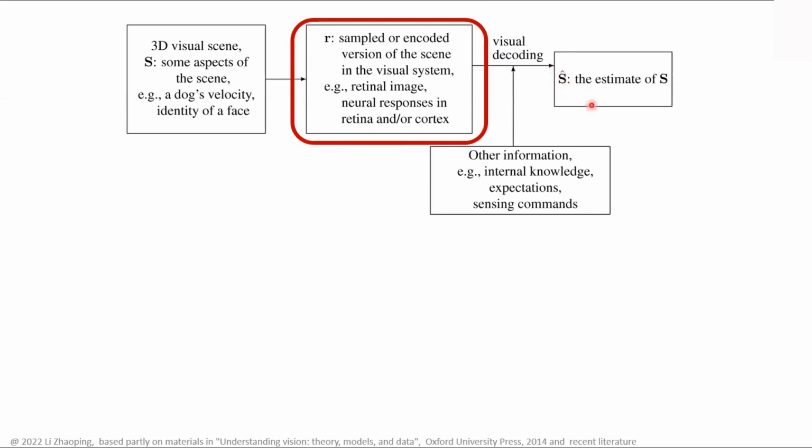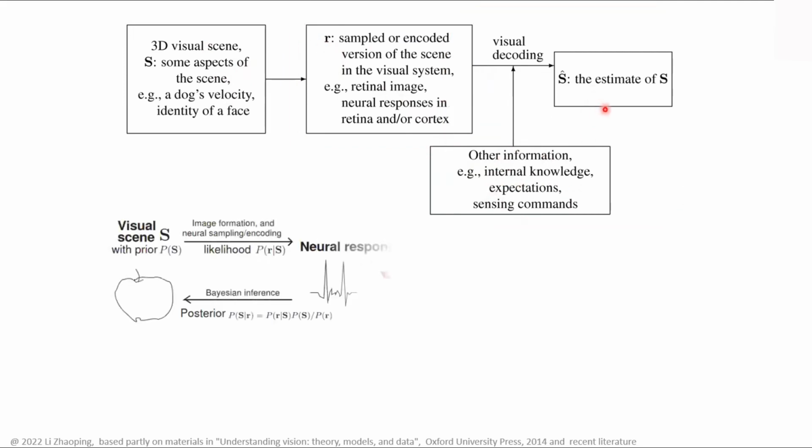And that's by definition decoding. Of course, not only do you have this R, you don't have access to that. All you have access to is neural responses R, yeah? And you have other information such as internal expectation and so on, yeah? And then you have this estimation, and that's the decoding.